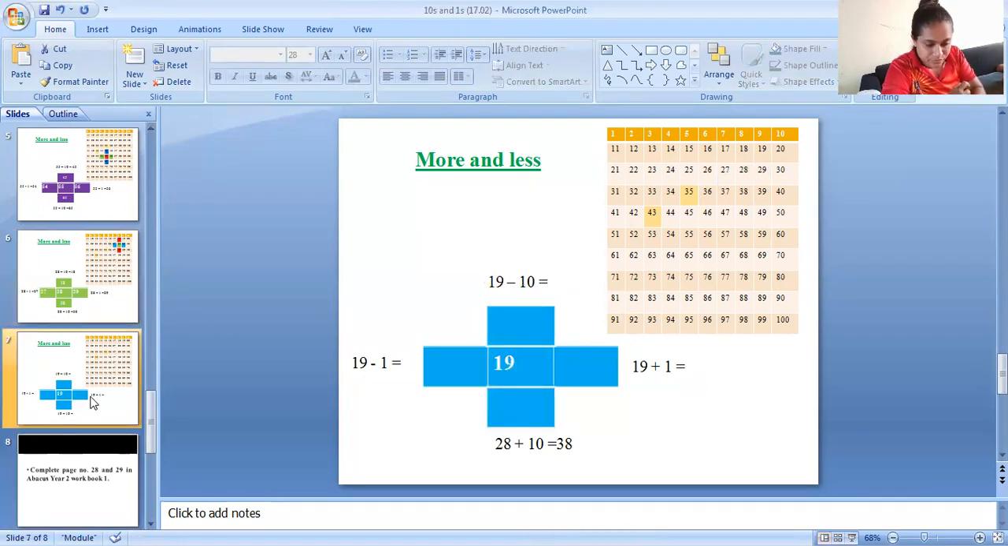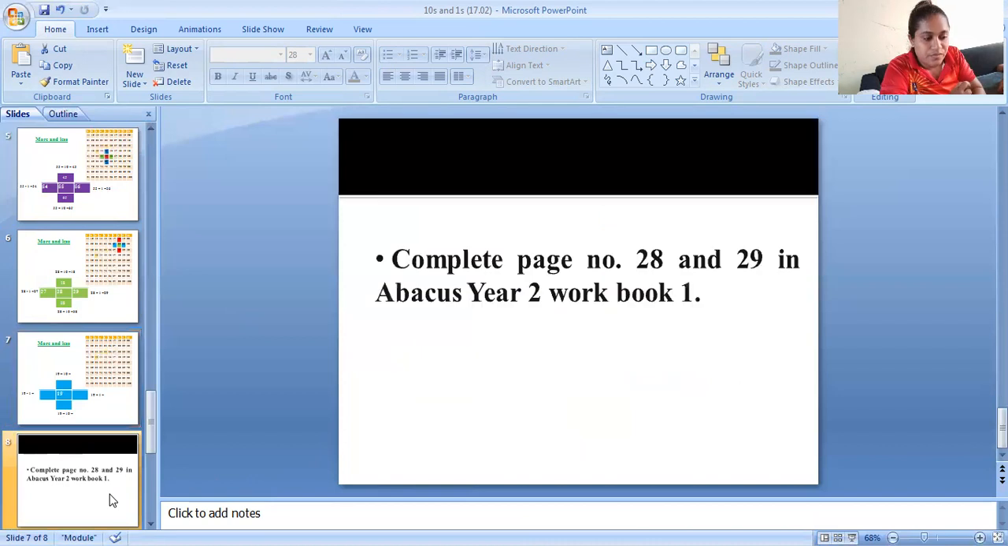Now here you have to do this example alone. You should copy this in your book and you can do this alone with the help of the 100 square. And also today our homework is you should complete page number 28 and 29 in your Abacus Year 2 Workbook 1.